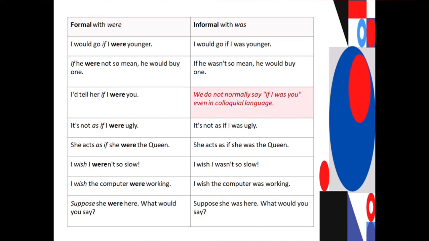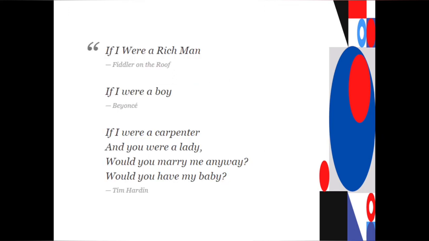I wish I weren't so slow. I wish I wasn't so slow. I wish the computer were working. I wish the computer was working. Suppose she were here. What would you say? Suppose she was here. What would you say? Then we have some famous sentences. If I were a rich man, if I were a boy, if I were a carpenter, and you were a lady, would you marry me anyway? Would you have my baby?